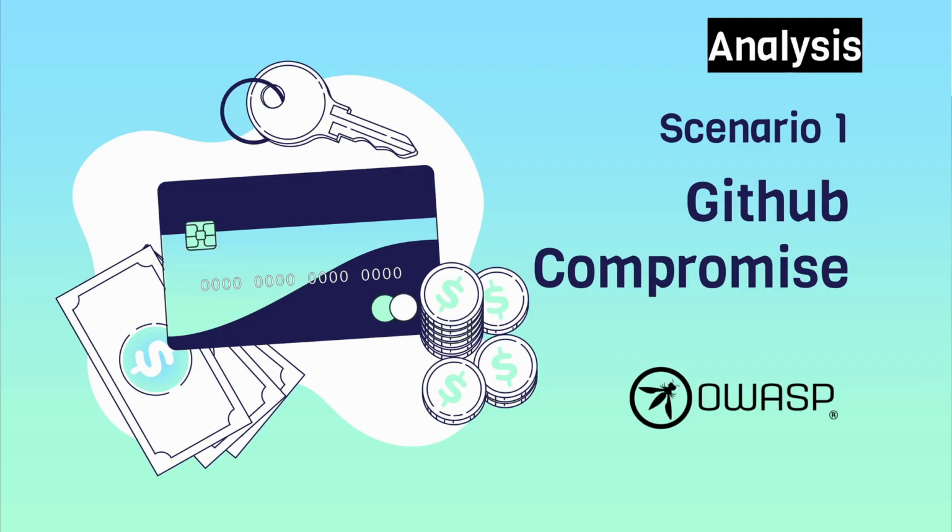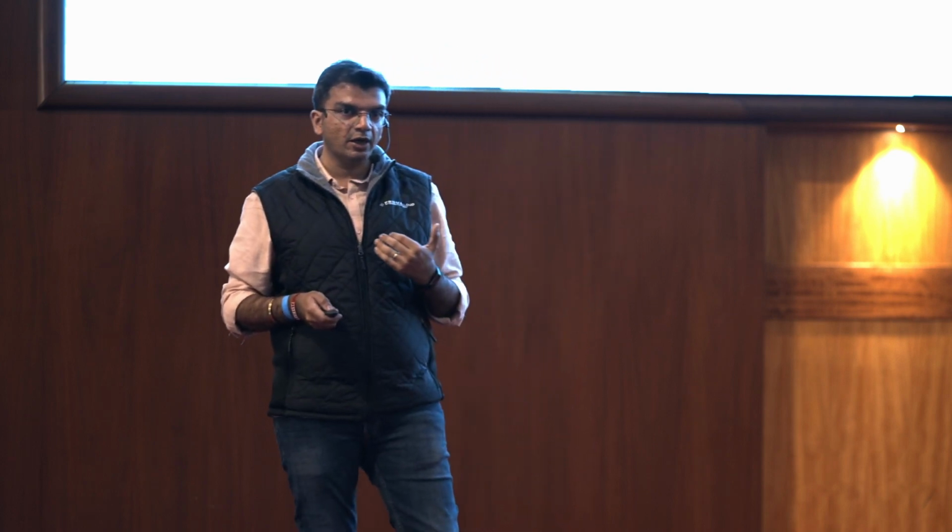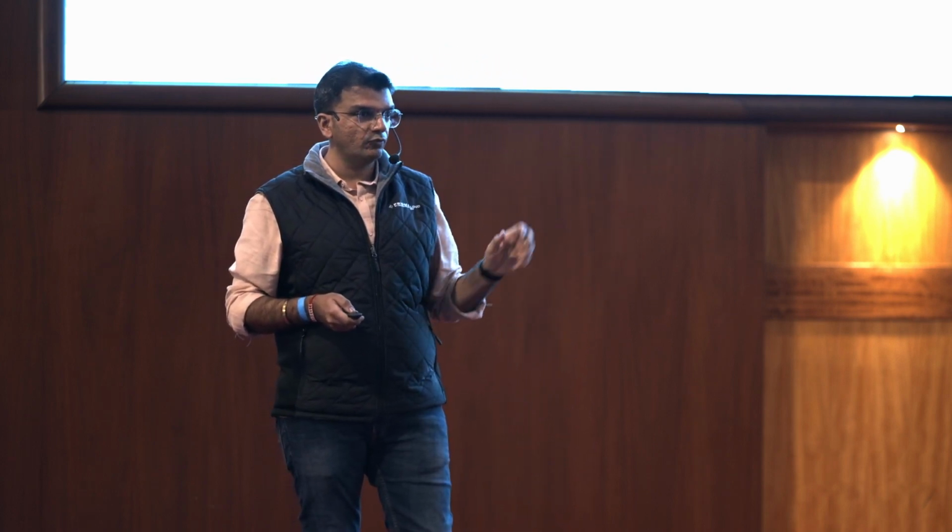So let's do an analysis of the GitHub compromise and see what the outcomes are, or what standards they could have followed. And these standards are now the OWASP top 10 ones.